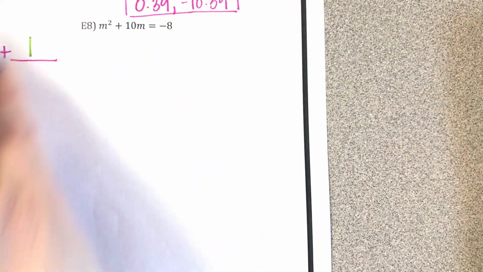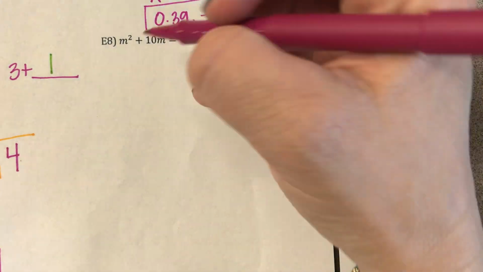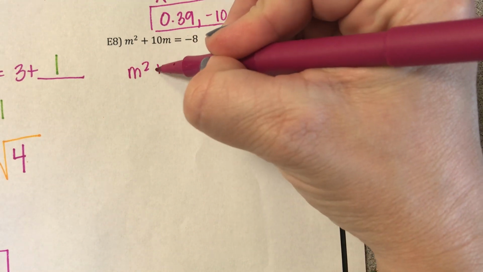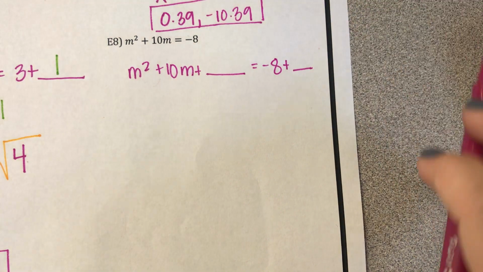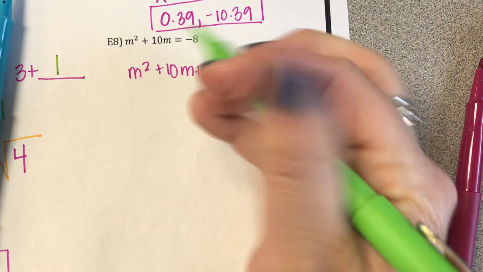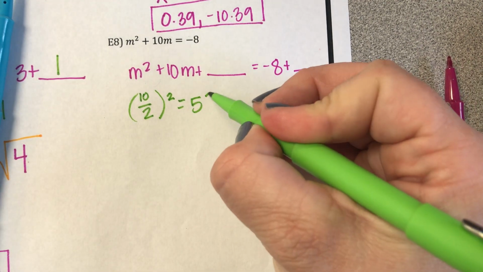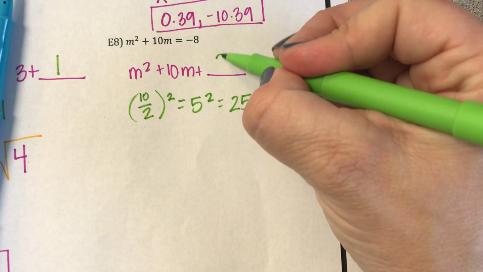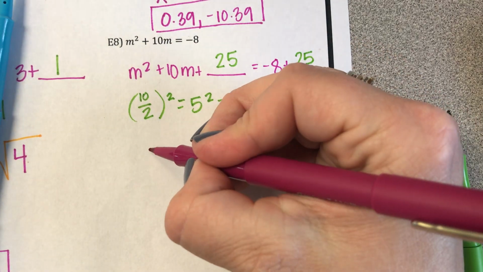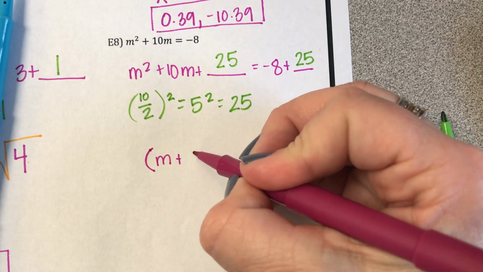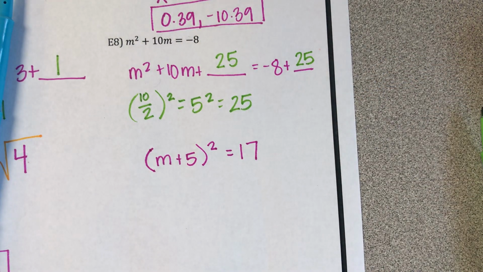Okay, one more. On number 8, if you want, pause the video, try it on your own, and then come back and we'll see if you got it. So I have m squared plus 10m plus some number equals negative 8 plus that same number. I'm going to complete the square by doing 10 over 2 squared. That's 5 squared, which is 25. So 25 is going to go in both of my blanks. And what that leaves me with is m plus 5 squared equals negative 8 plus 25 is 17.